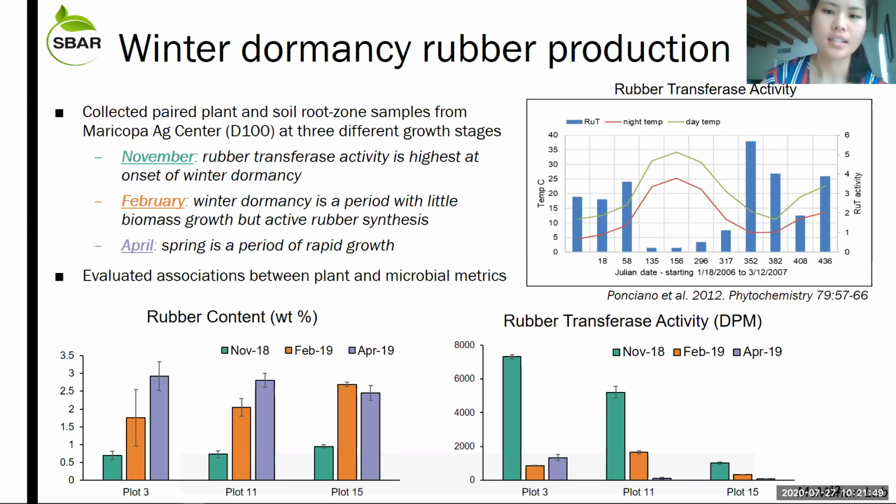The bottom 2 graphs are of data collected from this study. The graph on the bottom right shows that we successfully captured the increase in rubber transferase activity by sampling in November. The graph on the left is of rubber content, which is percent rubber by weight. In this study, we focus on rubber content, or percent rubber, as our rubber metric because for us, that's the most relevant to the economics of Waiuli production. The rubber content graph shows that rubber accumulates over the winter dormancy growth phase.